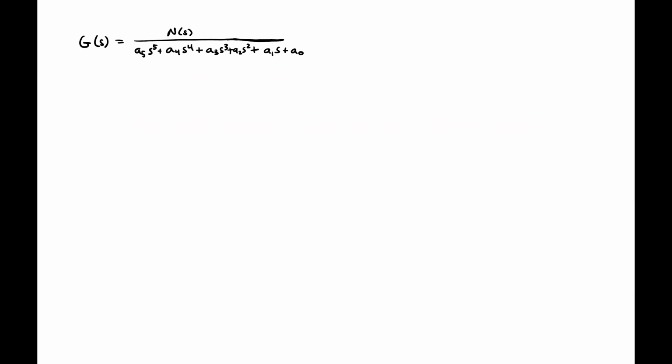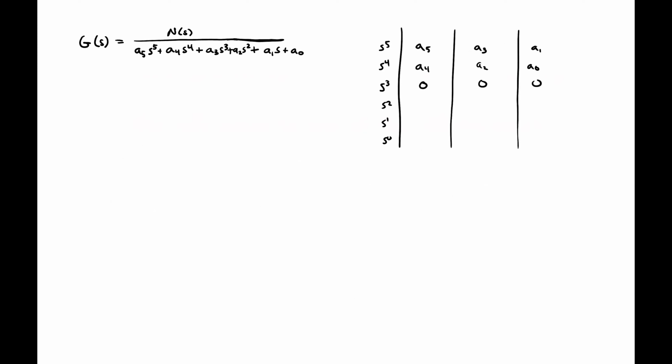Let's say we have a fifth order polynomial for our denominator for some transfer function. Let's build our Routh table. And let's just say that our third row ends up being a bunch of zeros. What are the steps that we need to take to determine whether we have a marginally stable system or an unstable system in this case? So the first thing that we're going to do is find the row of all zeros, right? That's obviously our third one right here.